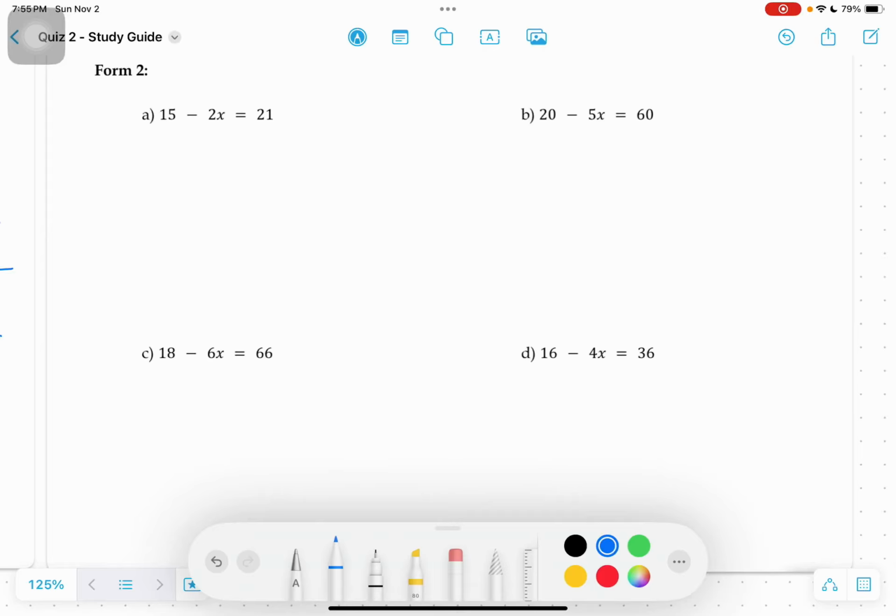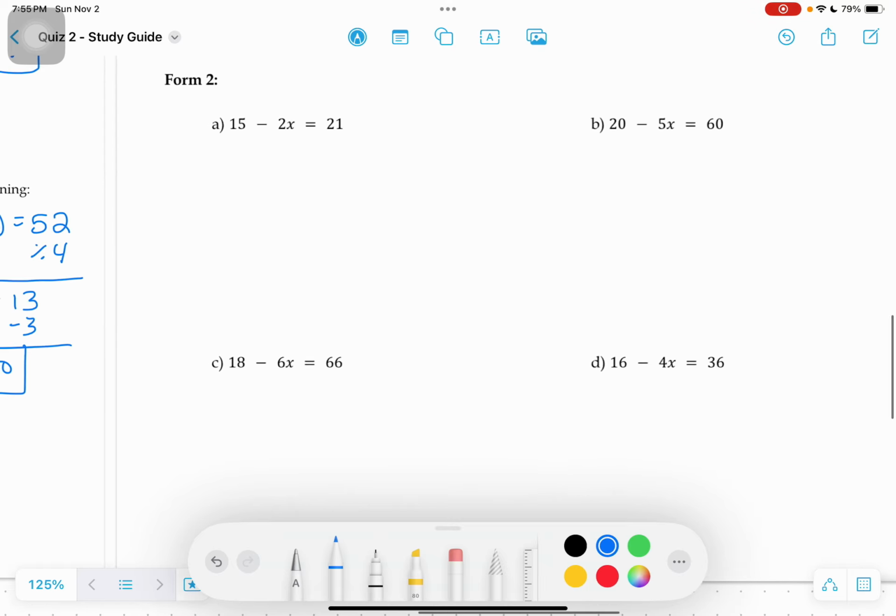Let's look at the quiz study guide, section 2, form 2 of the equations. We have two ways we could do this. We could use inverse operations, or we can use equation reasoning. Let's start first with inverse operations.